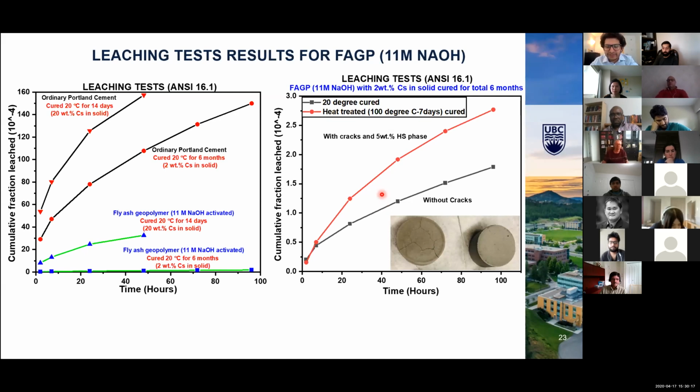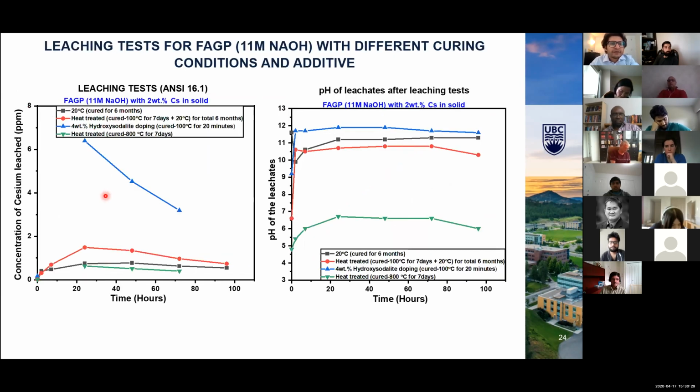So there are certain experiments I'm conducting in which I'm trying to avoid cracks and then perform the experiment to see the effect of hydroxysodalite within the material. Also, as variation in these FAGP metrics, like the 11 molar sodium hydroxide produced, I already discussed the gray and the red ones, which were cured at room temperature and at 100 degrees. So I also tried heat treating the same sample at 800 degrees for 7 days.